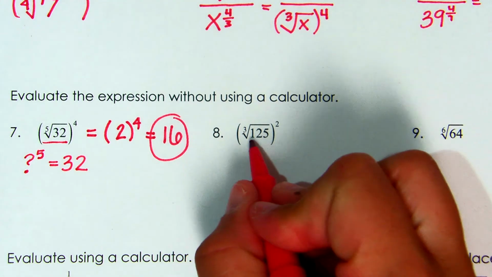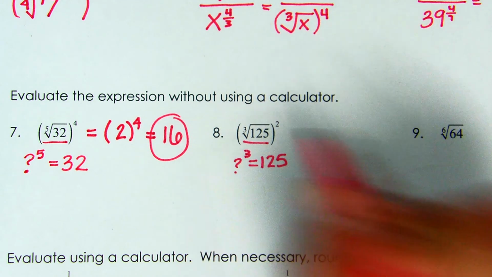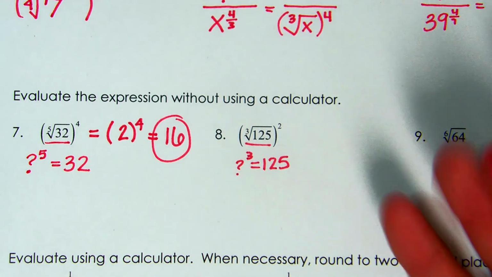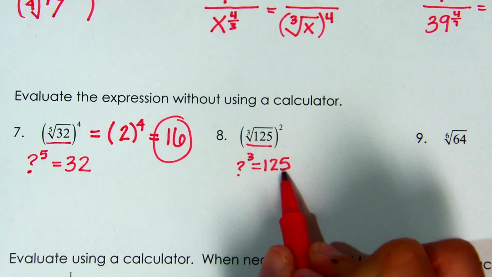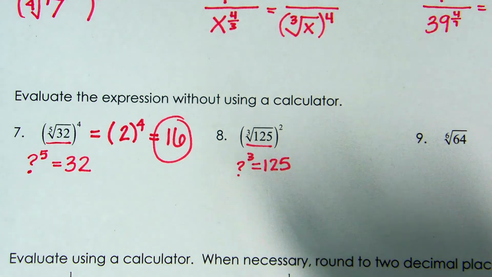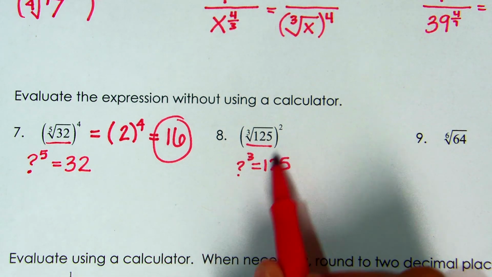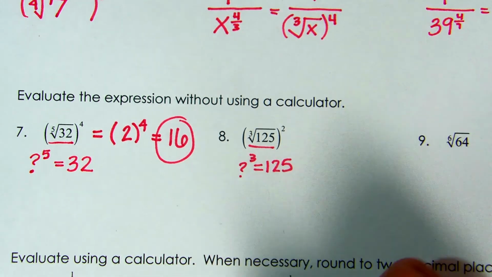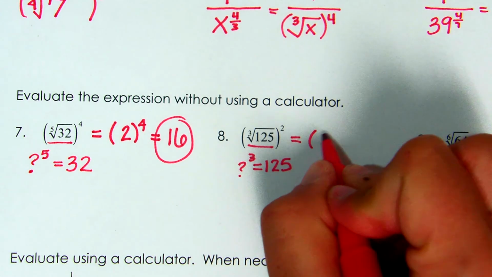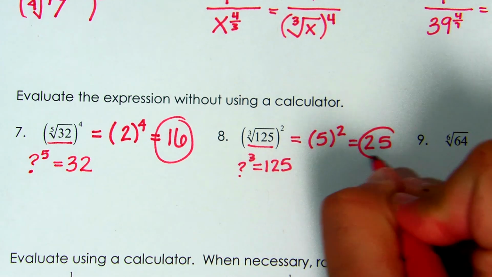Alright, number 8, same idea. What to the 3rd power is 125? That's what the inside is asking me. Something to the 3rd power. This is an odd number, so it's not going to be 2. So I'm going to try the next one. You can look at 3, you can look at 4, but 125 has a 5. So that's a good place to start. 5 times 5 is 25, times 5 is 125. So 5, and I'm going to square it, so 25.